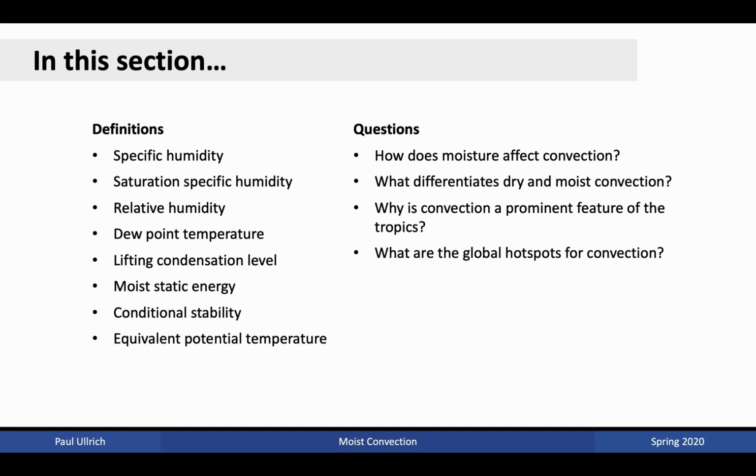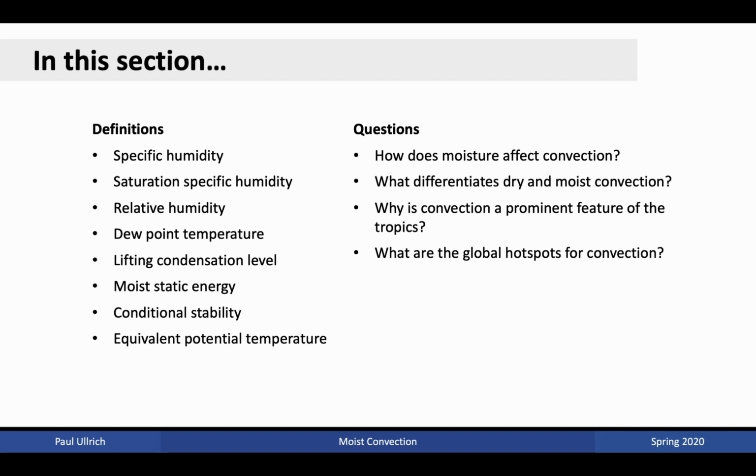In this section, we're going to discuss various quantities related to measuring moisture in the atmosphere, including specific humidity, saturation-specific humidity, relative humidity, dew point temperature, and lifting condensation level. We'll also be talking about moist static energy, conditional stability, and equivalent potential temperature.